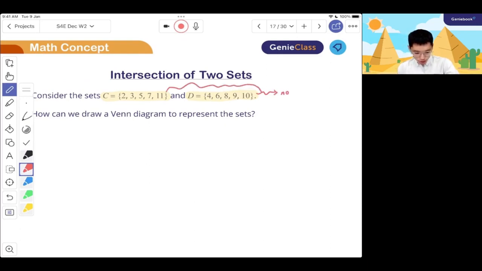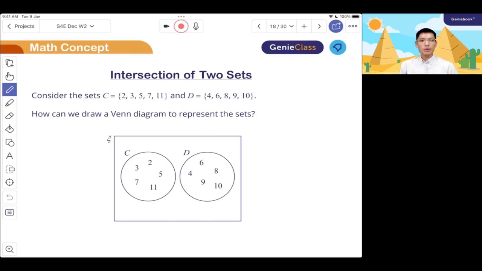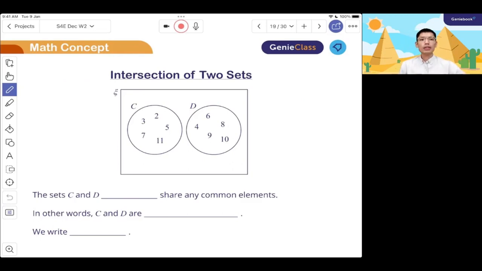So how should we draw it? No common elements, so how do we draw it? How will we write it? In terms of a Venn diagram, we say it's this way. Essentially, they're just two separate things. So if I want to write it out, how would I say it, and how would I define it?